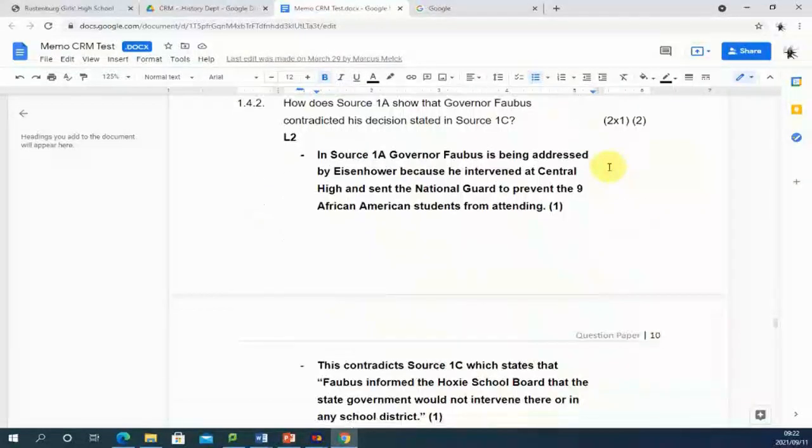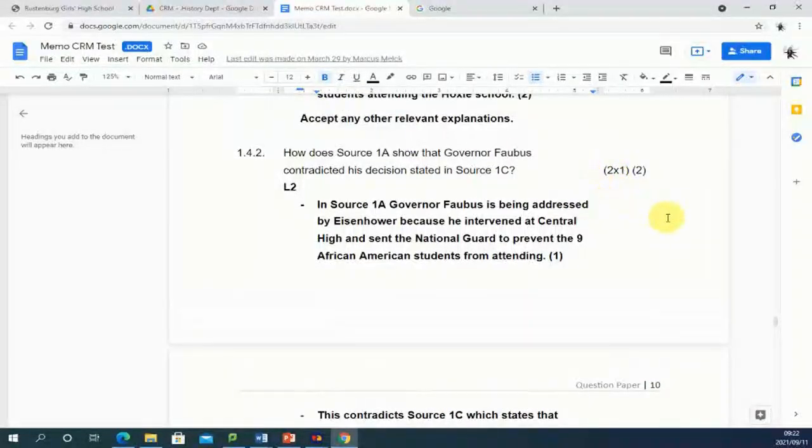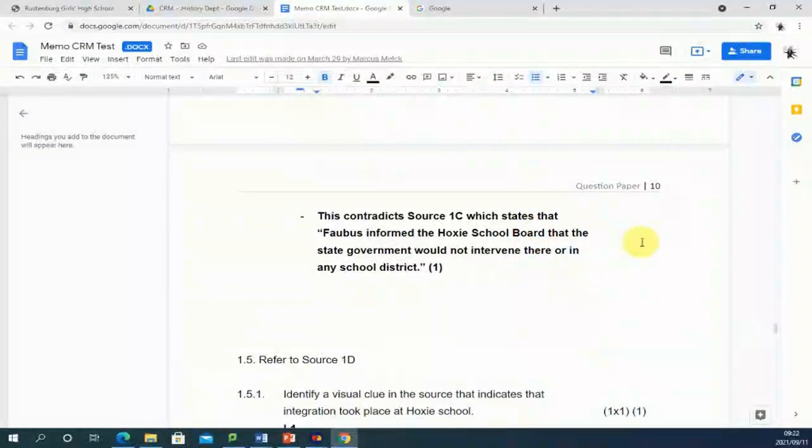How does 1A show that Governor Forbes contradicted his decision stated in 1C? So in 1A, Forbes is being addressed by Eisenhower because he intervened at Central High School and sent the National Guard to prevent the 9 African American students from attending. But in 1C, he contradicts it because he says, I'm not going to interfere. I'm not going to intervene there or in any school district.